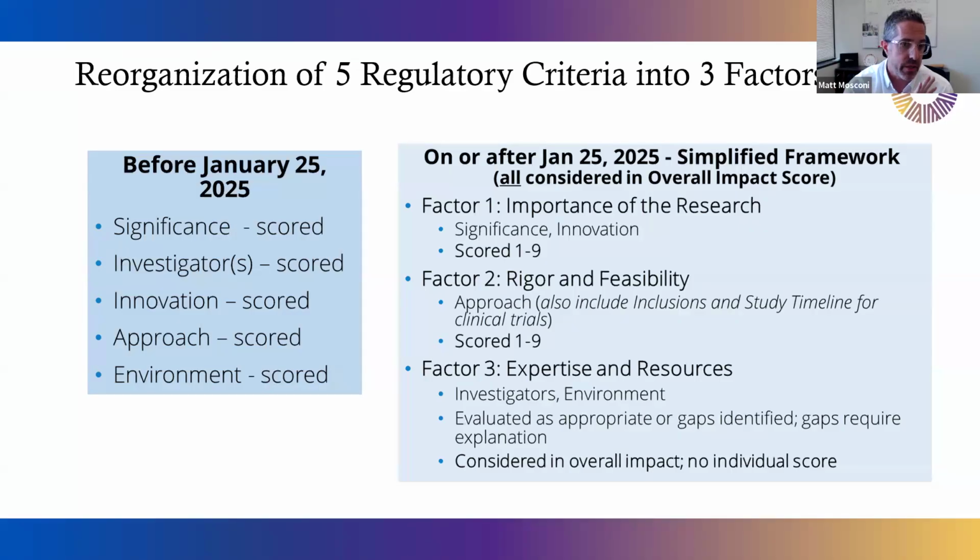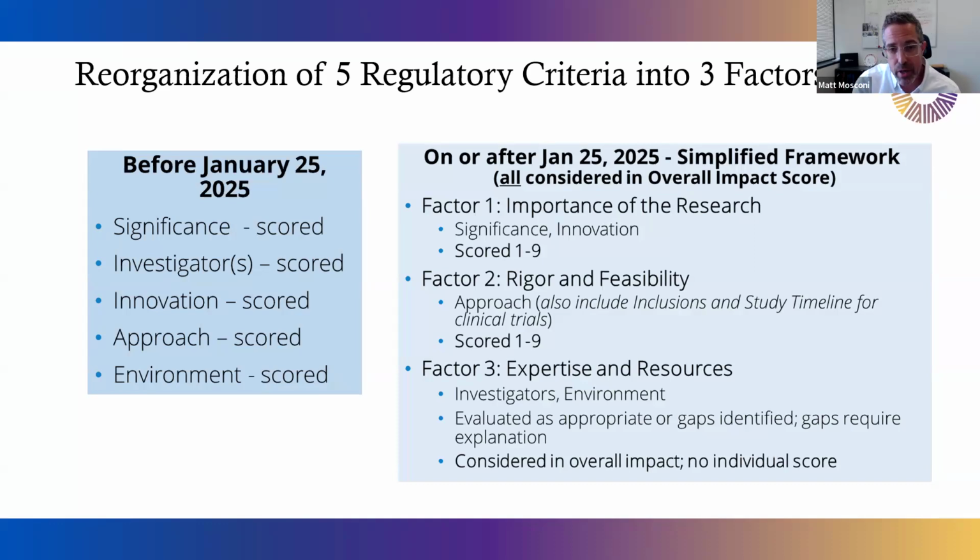And so what you can see here is that most of us who have been writing grants up to this stage or written previous Rs are used to these 5 criteria: significance, investigator, innovation, approach, and environment, each being scored and each contributing to varying degrees to the overall impact scores that we receive then as grant applicants. These criteria have been reorganized into what you see on the right side of your screen into 3 criteria, 2 of which are then actually scored.